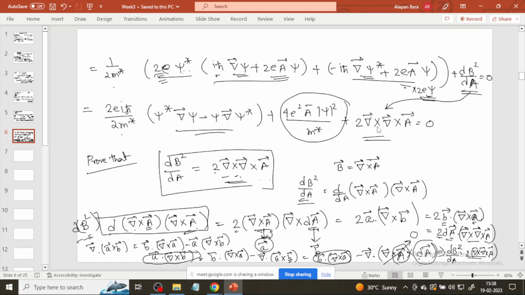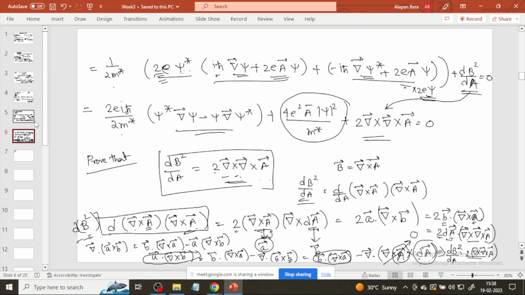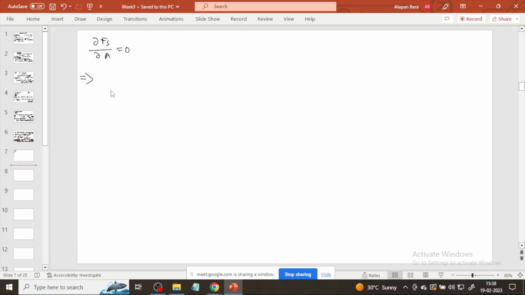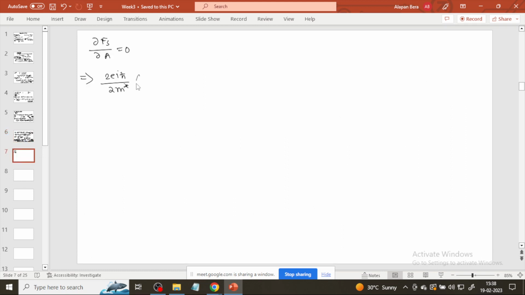So now we put the term here, and let's simplify this a little bit more. So what do we have? dfs by dA is equal to 0. This implies this equation: 2e i h cut by 2m, psi square, delta psi star delta psi minus psi delta psi star.